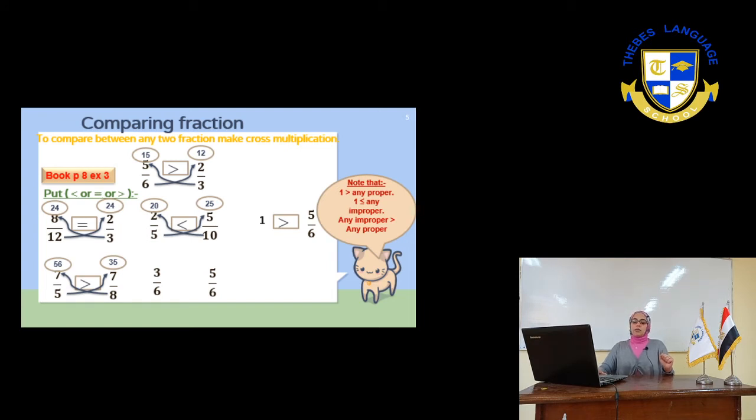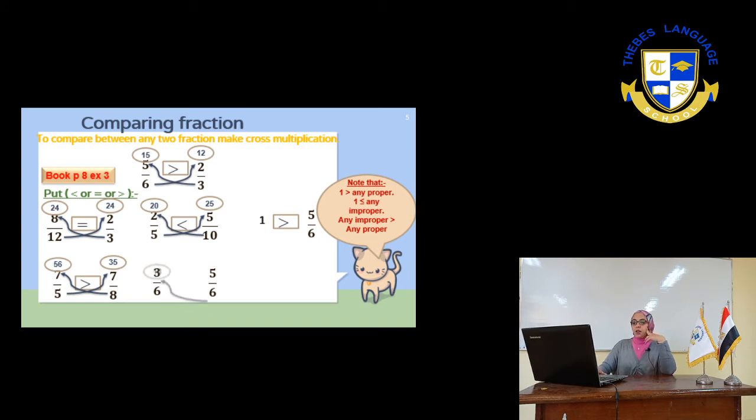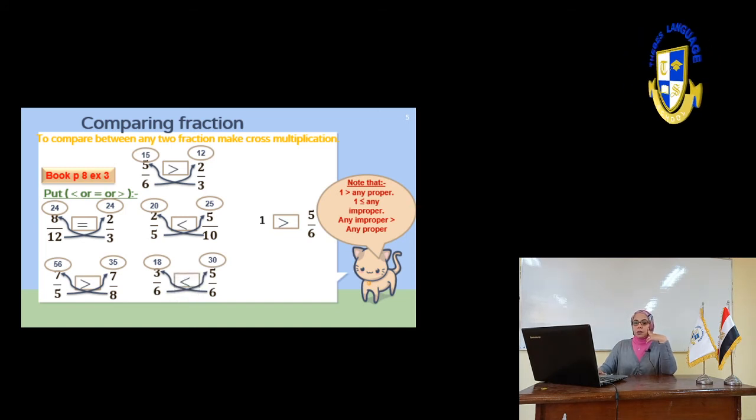3 over 6 and 5 over 6. Which is bigger? Just make a cross multiplication. 3 times 6 equals 18. 5 times 6 equals 30. 30 is bigger. So 5 over 6 is bigger than 3 over 6.